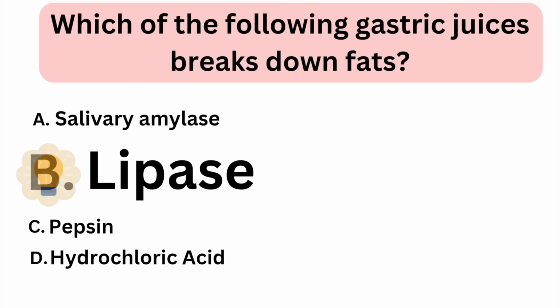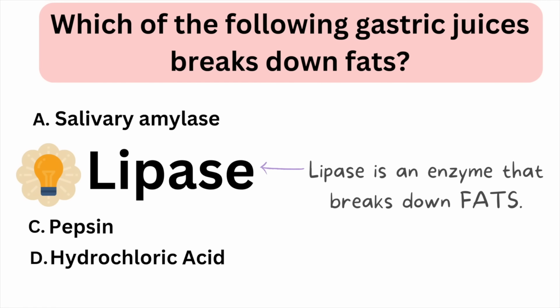Our answer here is lipase. Lipase is an enzyme that breaks down fats. Can you also think of another substance that also breaks down fats? Yes, bile. Bile also breaks down fats. Bile emulsifies fats, which increases their surface area, making it easier for digestive enzymes like lipase to break them down even further.